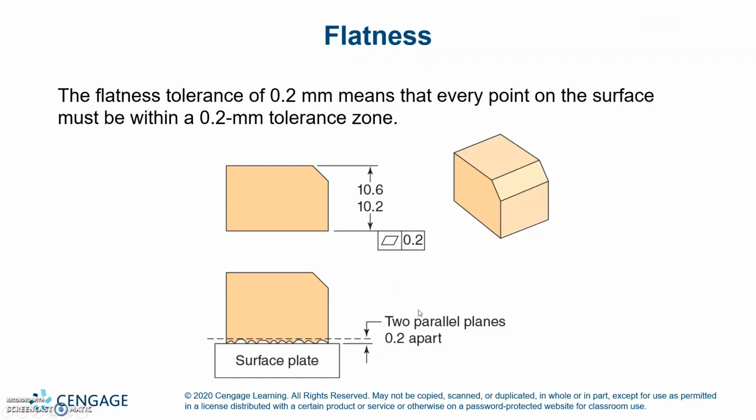The flatness tolerance of 0.2 millimeter means that every point of the surface must be within 0.2 millimeters of the tolerance zone. We're running out of time on this video, so we will continue on the next one.